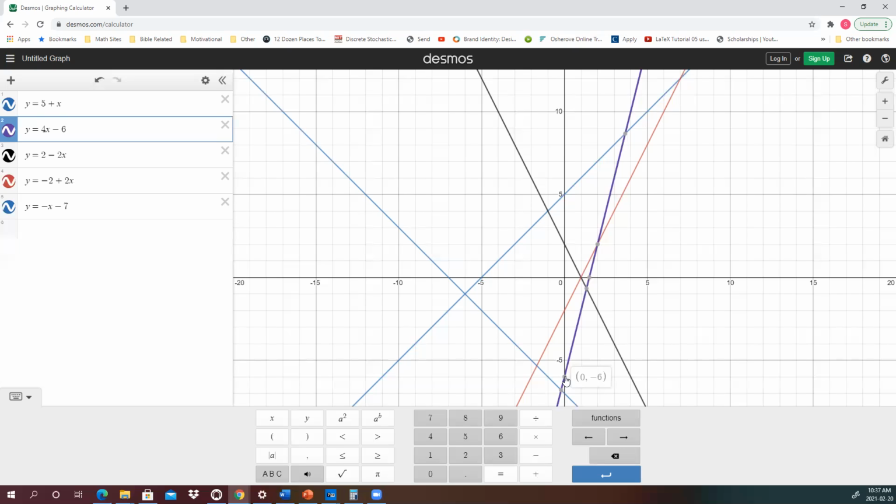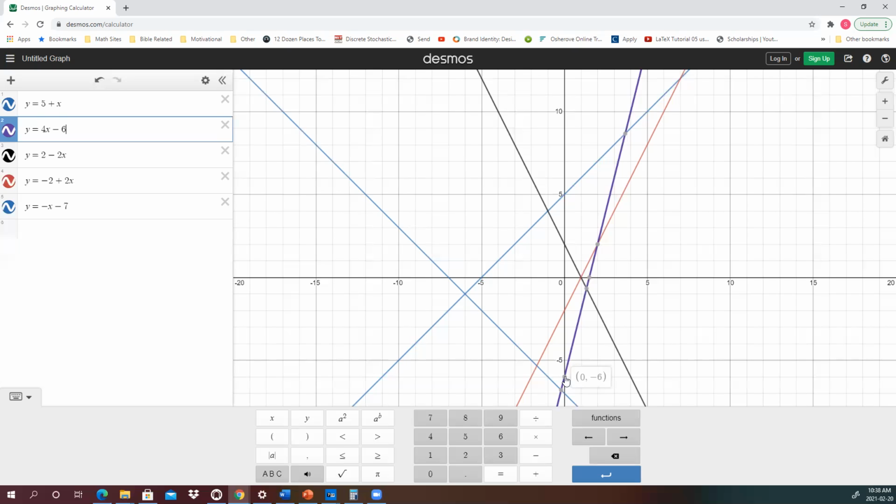So for the last 3, I'm going to rework them. Okay. 6 minus 2 is 4, over 3 minus 3 is 1. So I'm getting 4 for my gradient for this one, which is 4x minus 6. I'm getting 4 for my gradient. So yeah, call it mx plus c.